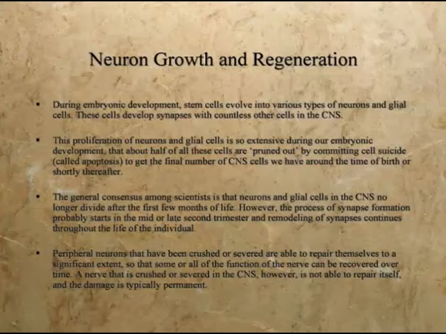The general consensus among scientists is that neurons and glial cells in the central nervous system no longer divide after the first few months of life. However, the process of synapse formation probably starts in the mid or late second trimester, and remodeling of synapses continues throughout the life of the individual. Microscopic studies show that synapse formation is highest during the first 6 to 8 years of postnatal life. Then it plateaus and starts to decrease with the onset of puberty.